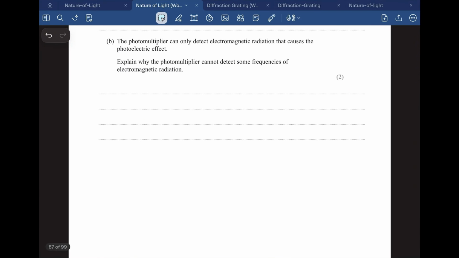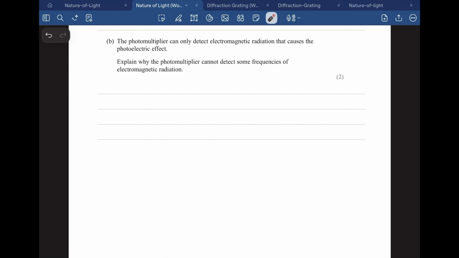In part B, it says the photomultiplier can only detect electromagnetic radiation that causes the photoelectric effect. Explain why the photomultiplier cannot detect some frequencies of electromagnetic radiation. We know the photomultiplier can only detect electromagnetic radiation that causes the photoelectric effect, so some frequencies are not detected. That means those frequencies are not able to create the photoelectric effect. Which frequencies are not able to create the photoelectric effect?